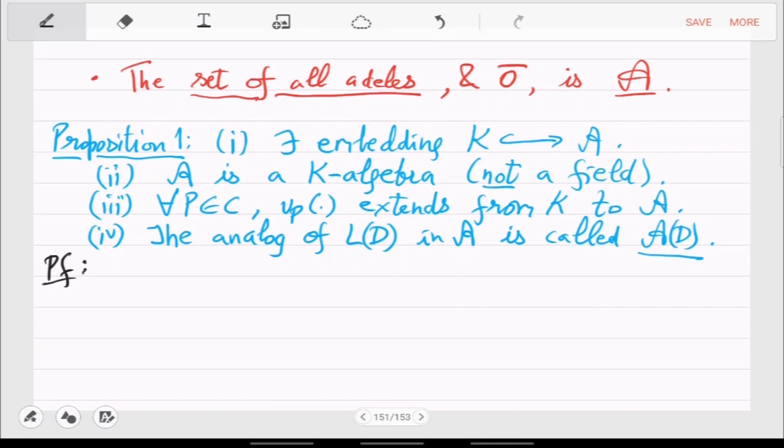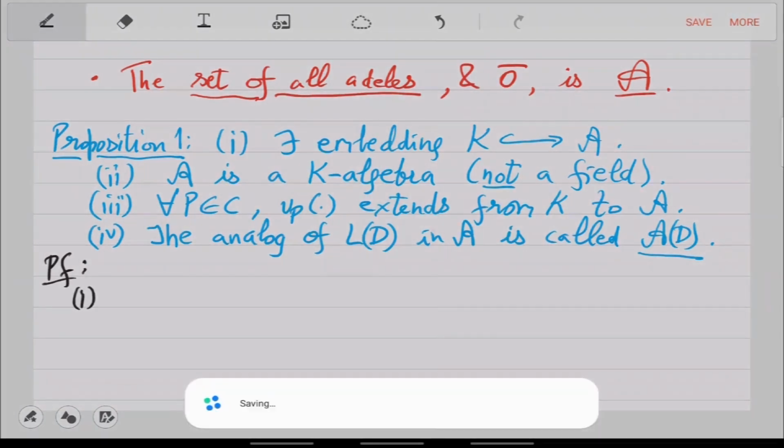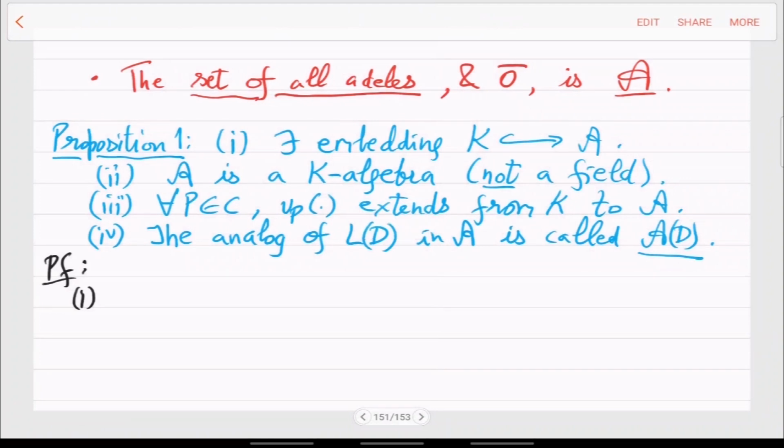Any questions about these propositions? I hope that the proofs will be very simple for you. Some of them you can already see, but let's just go through them to warm you up with the Adeles. So how do you show this? What is this embedding? The same function you put in every coordinate.